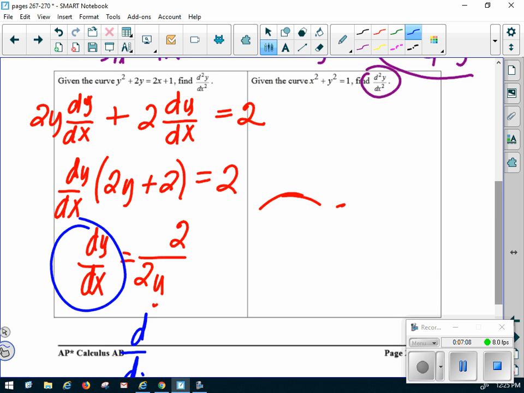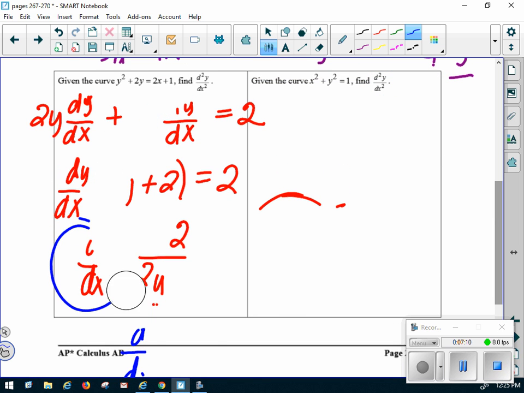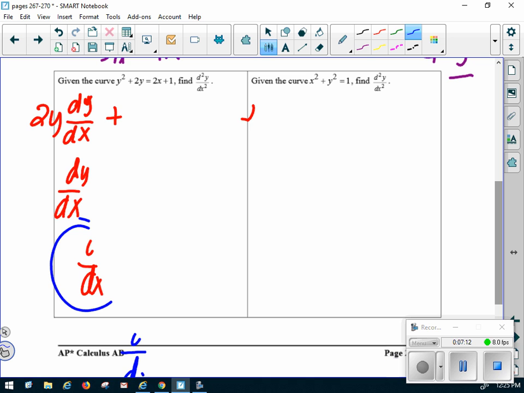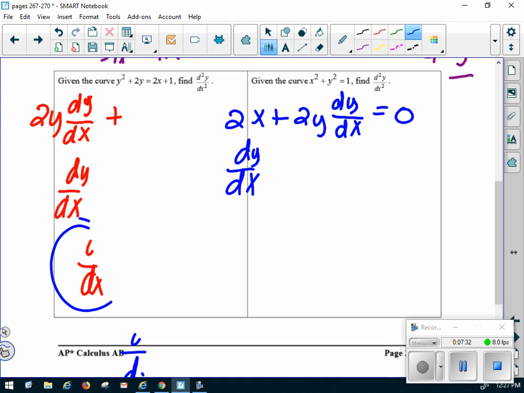You guys try this one. Okay, you guys are working it. I'm just going to work it up here. 2x plus 2y dy/dx equals 0. So dy/dx equals negative 2x over 2y.